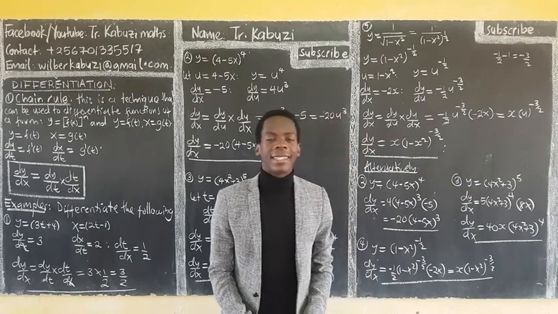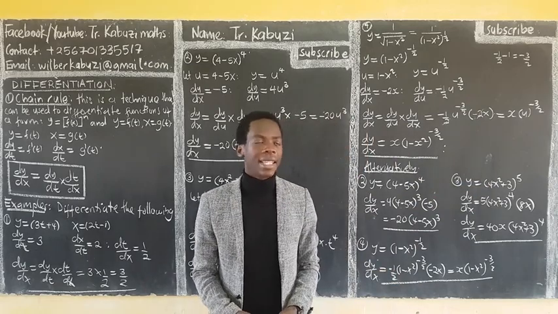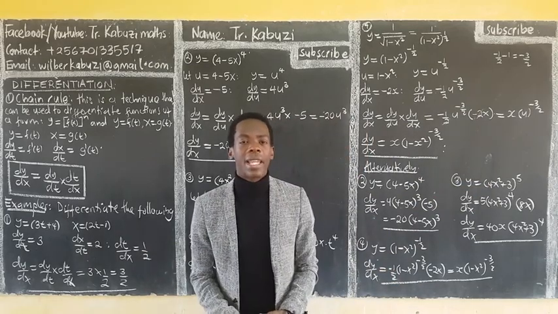So that's it, members. That's how we can easily use the idea of the chain rule in simple terms.